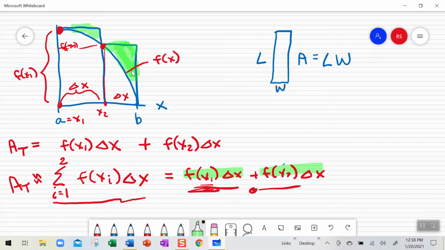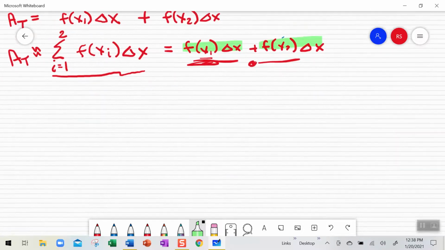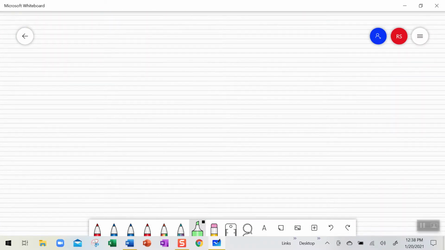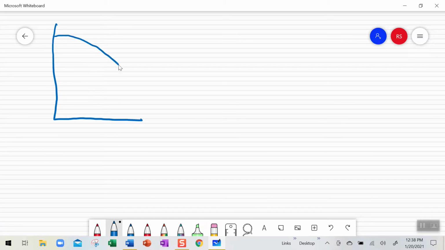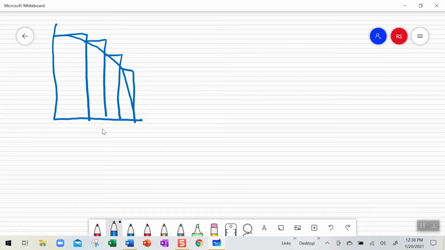Well, as it turns out, what we could do to make this more accurate is use more rectangles. So what I'm going to do now is repeat this process, but now I am going to use 4 rectangles. So again, we're going to use 4 rectangles. Pretend those are all the same width. So the width of each rectangle is delta x.